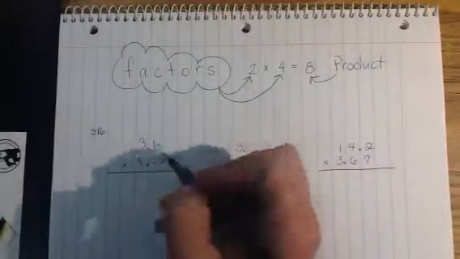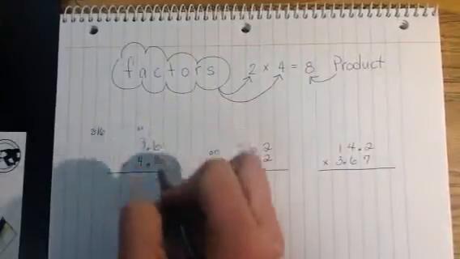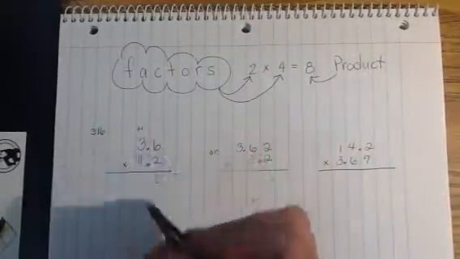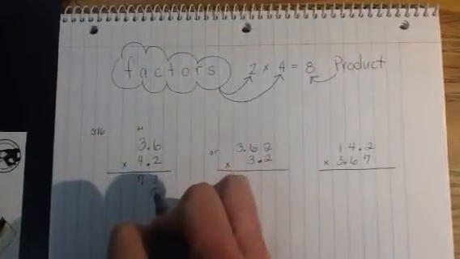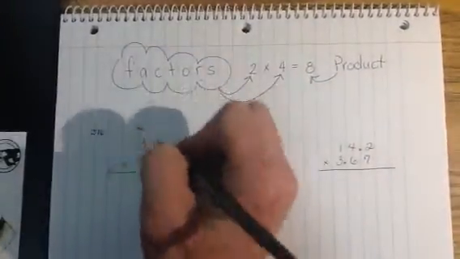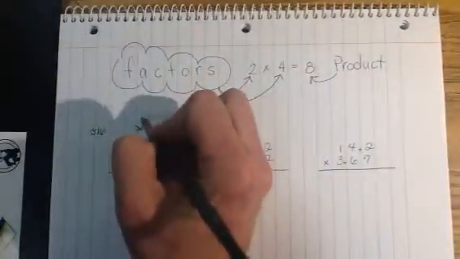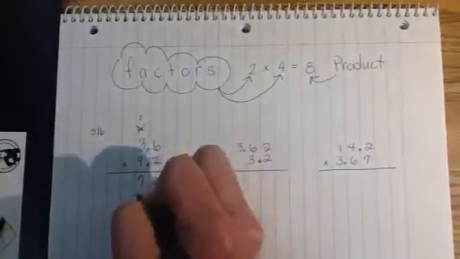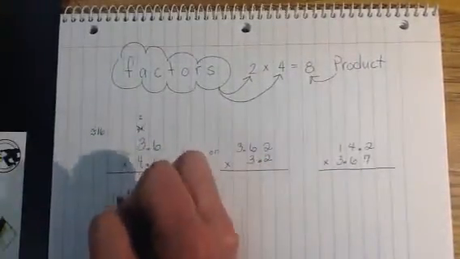So for example, standard algorithm for multiplication. 2 times 6 is 12. 2 times 3 is 6, plus 1 more is 7. Place value holder. I like to cross that out. 4 times 6 is 24. 4 times 3 is 12, plus 2 more is 14.